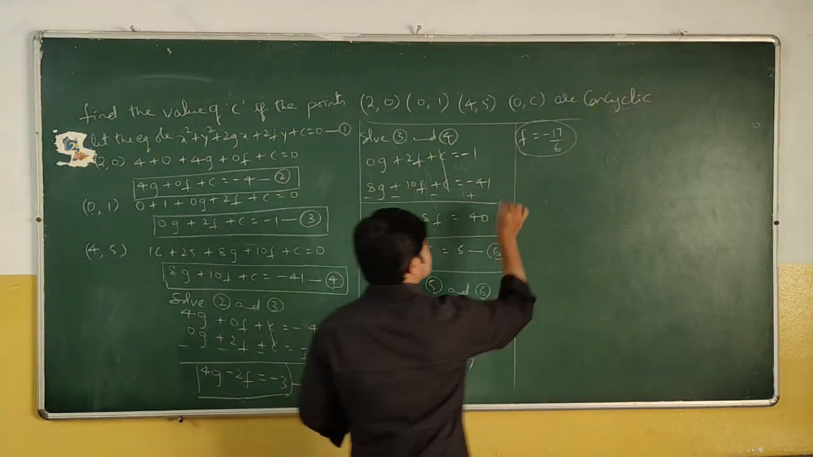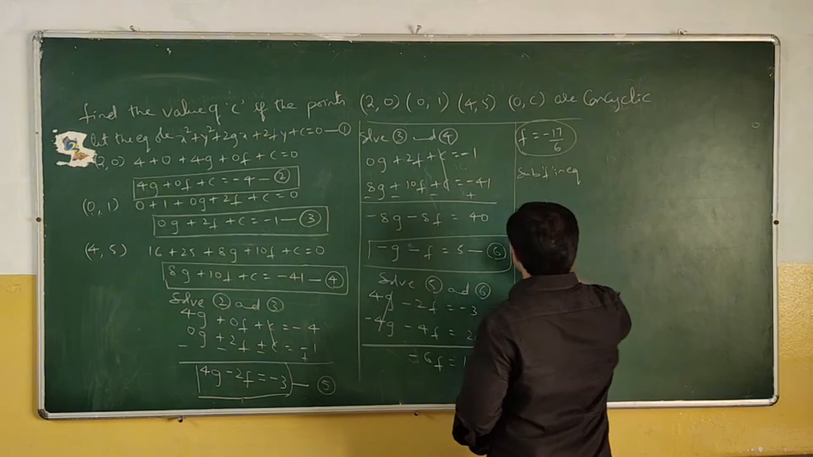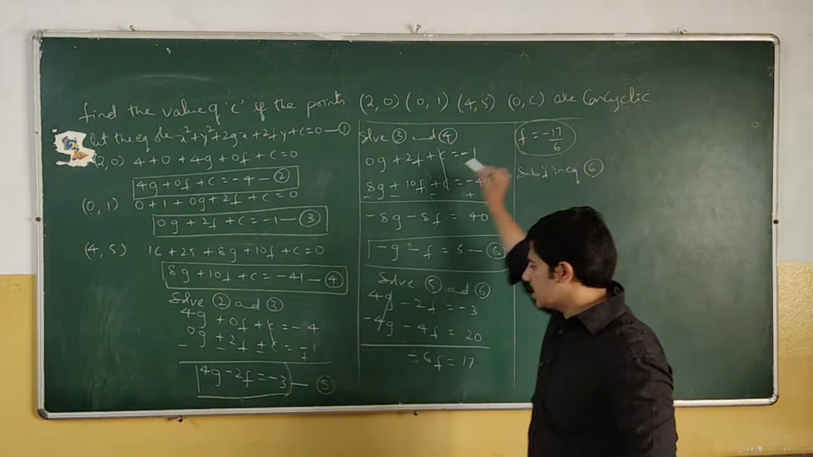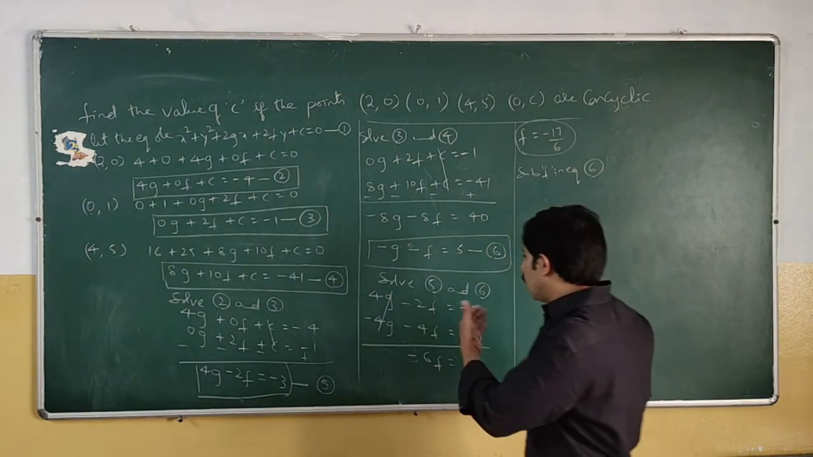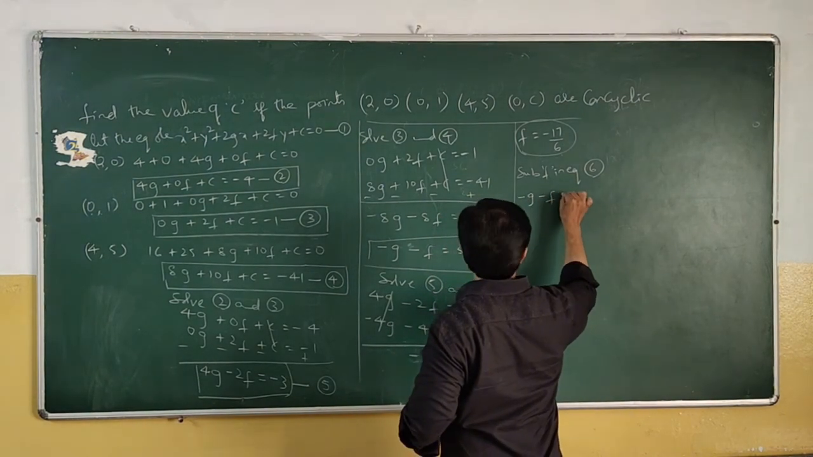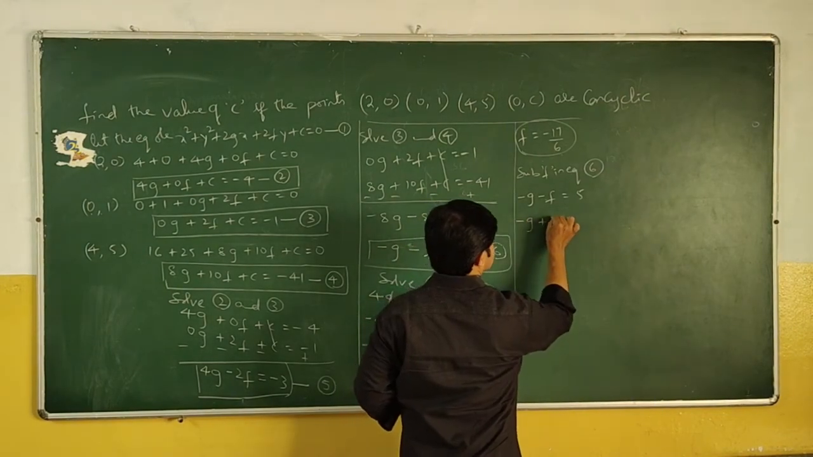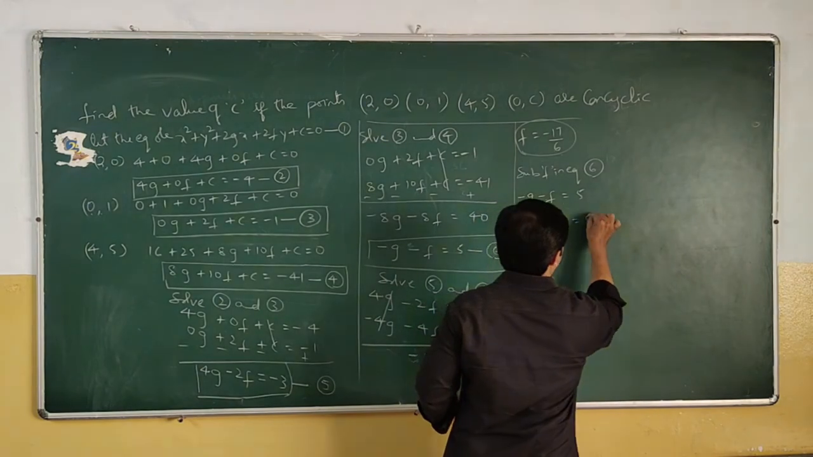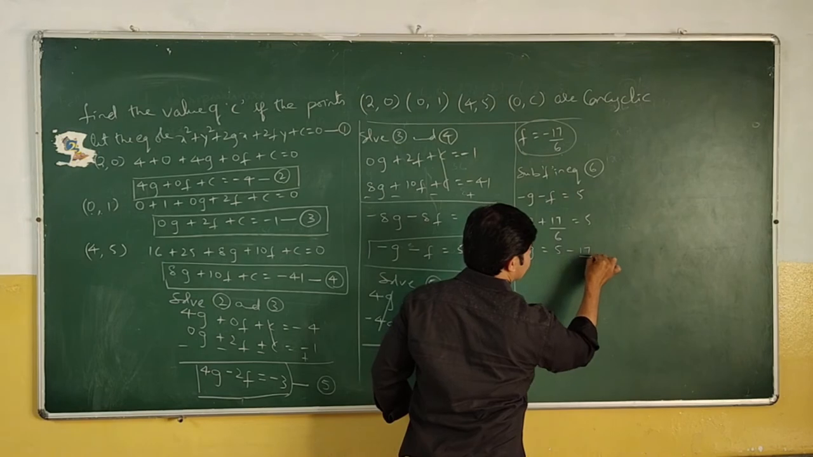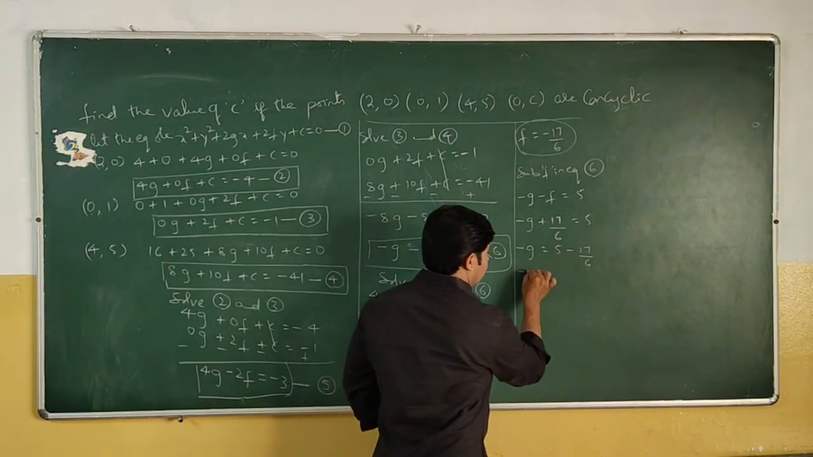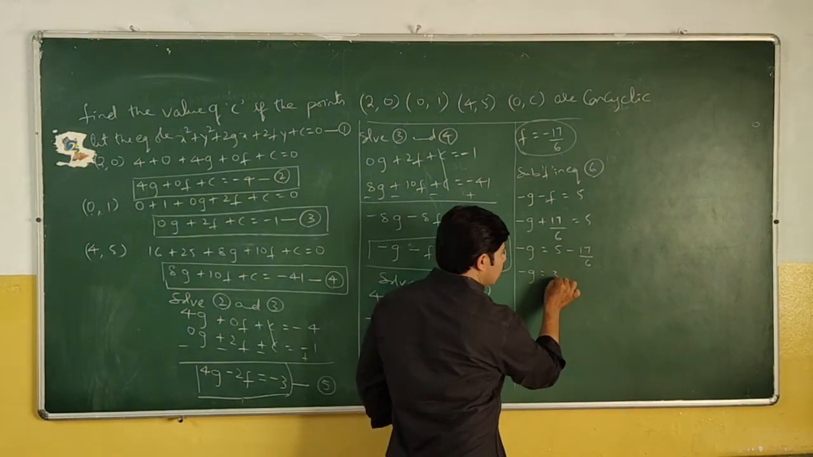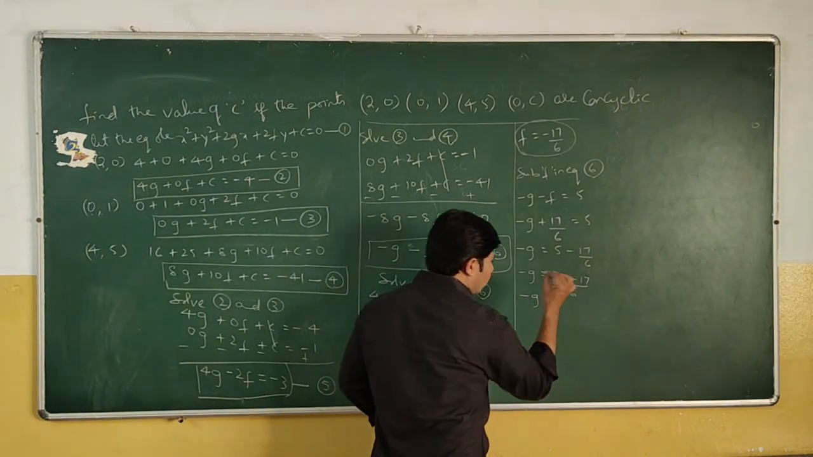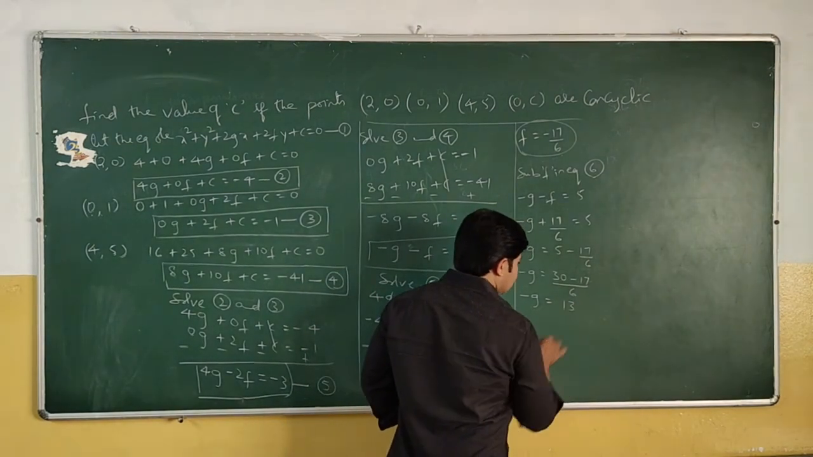After getting the f value, I substitute f in the equation. You can use 5 or 6. I'm substituting in equation 6. So what is equation 6? Minus g minus f is equal to 5. So minus g plus 17 by 6, because I'm substituting minus 17 by 6. Minus times minus is plus, equal to 5. So minus g is equal to 5 minus 17 by 6. Transposing to the other side, minus g is equal to, taking the LCM, 30 minus 17 by 6. See, I took the LCM here. So minus g is equal to 30 minus 17, which is 13 by 6.